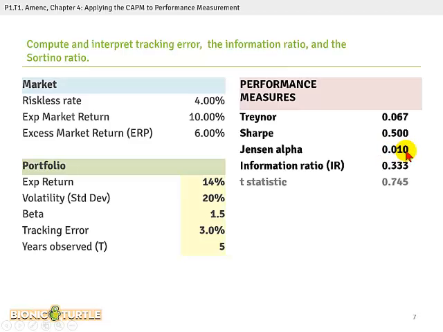Then what about the information ratio? Well, we could take that 1% alpha, one way to do it, and divide it by the tracking error, which I've just provided as an input assumption, so we don't need to get bogged down in it. That 1 divided by 3 then is 1/3 or 0.333.